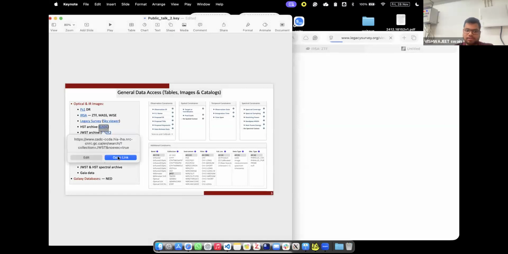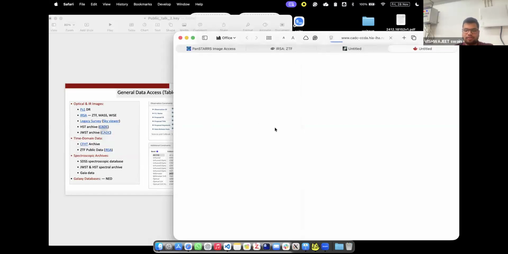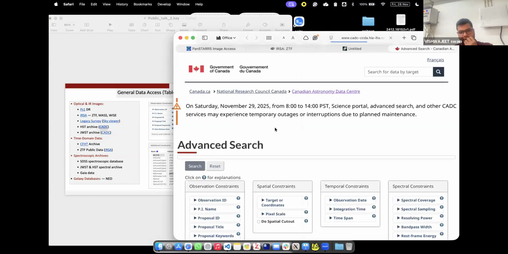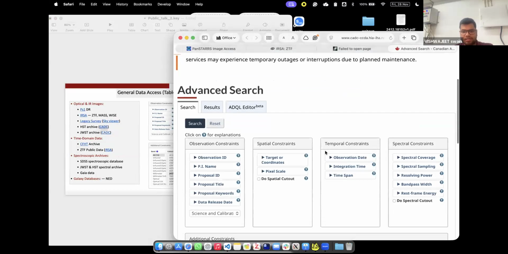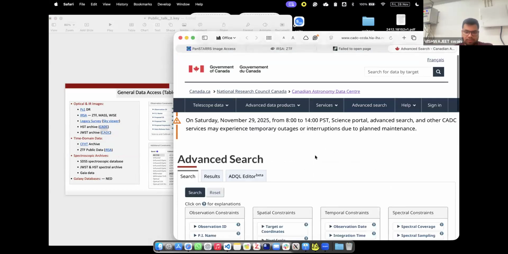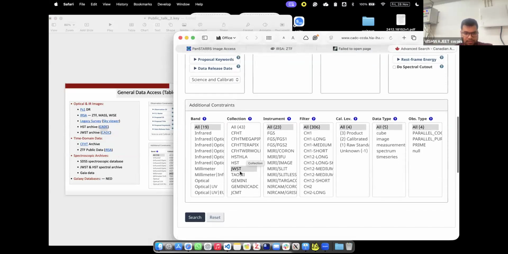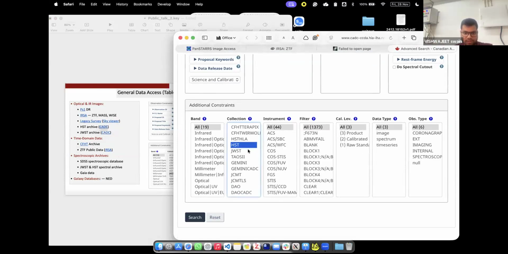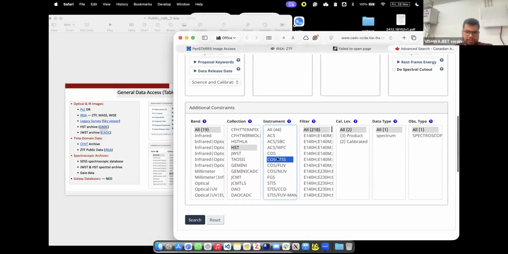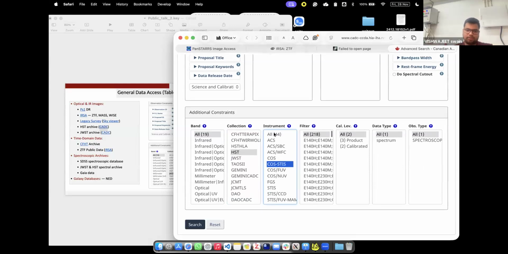Yes, so there is one more service which I found very useful, by the Canadian service. From here again, it is providing lots of catalogs. Here we can see the collection of the catalogs. We have JWST, we have HST, and each instrument has its own entry. For example, for the Hubble Space Telescope, there are different classes of instruments, and each instrument has different filters, right? Accordingly, you can filter it out based on what you require.